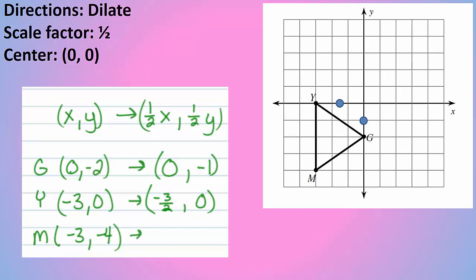Then we can dilate our last value. -3 times 1/2, again, that's going to be -3/2. -4 times 1/2 will be -2. And so we should find an ordered pair at (-3/2, -2). Now, in order to finish the problem up, I would want to connect the vertices and appropriately label. If you guys continue to leave off labels, I will continue to mark off points.